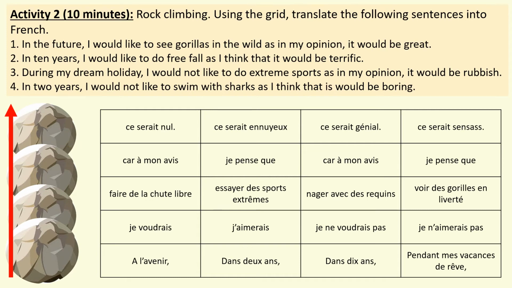For example, in the future, you'll find the answer at the bottom there. I would like you to find the answer in the second row, and so on and so forth. So all the answers are already in front of you. In your exercise book, write the numbers 1 to 4 and then write in the French, and the French only.